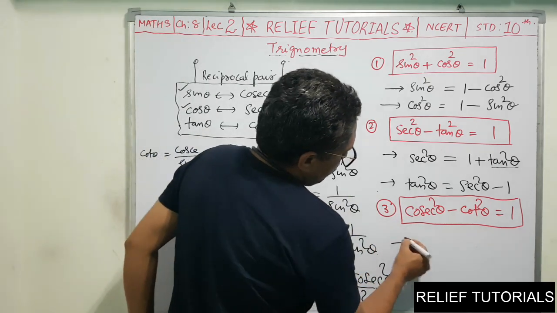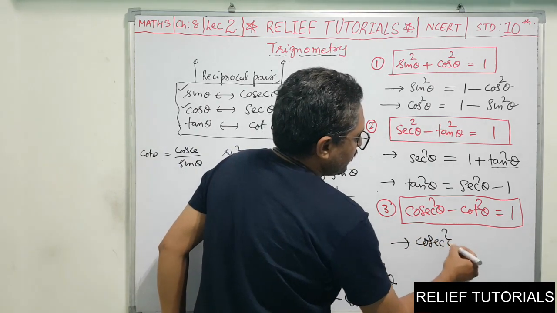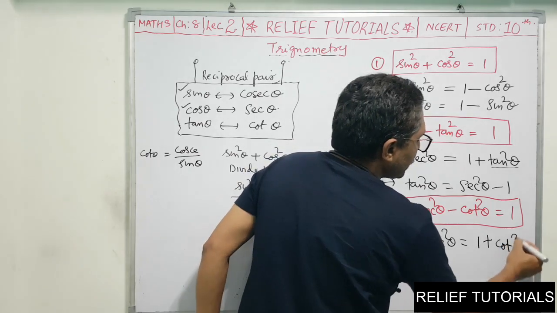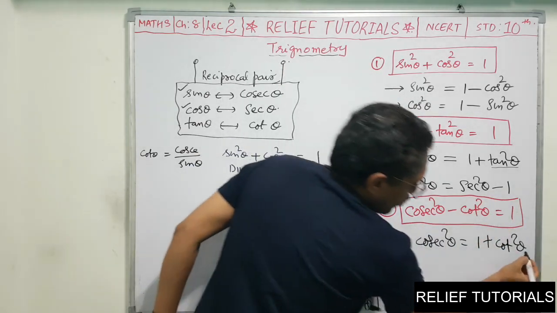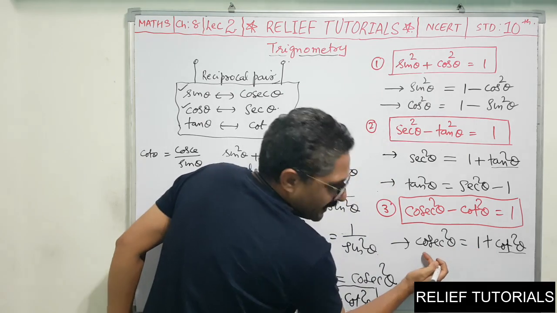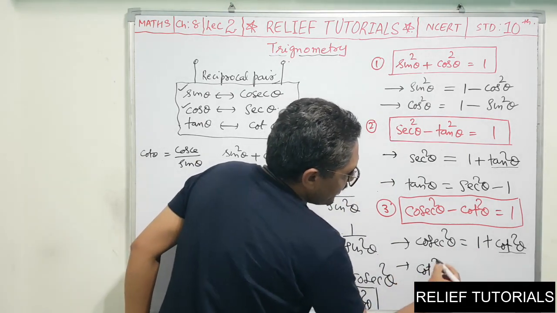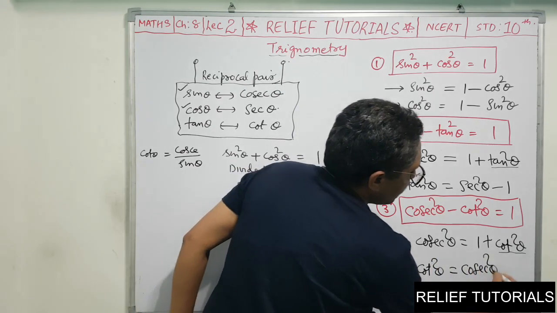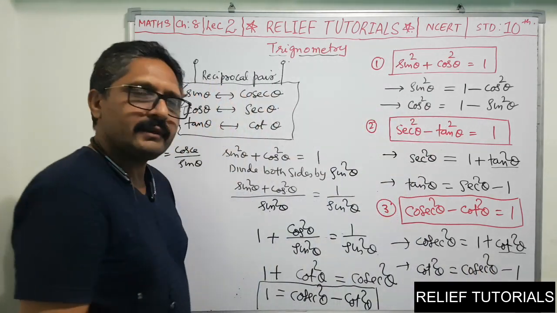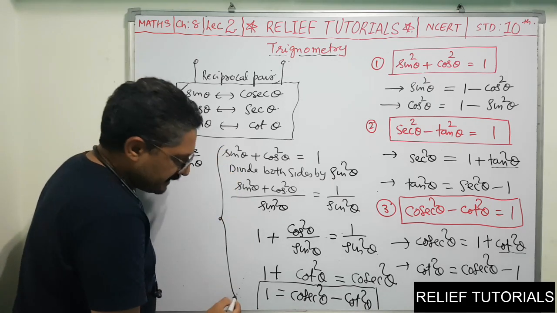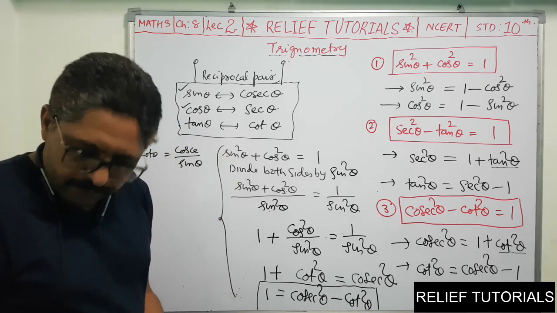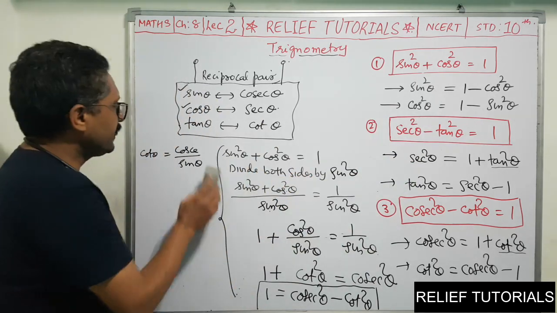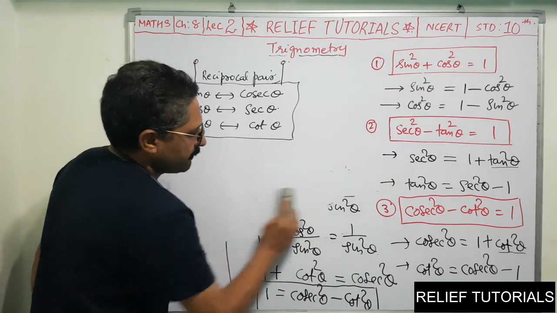Now from here, cosec square theta is equal to 1 plus cot square theta on the other side. Now if you want cot square theta, 1 will move here, so you can write cot square theta is equal to cosec square theta minus 1. No need of remembering this derivation, but just for your information, see how we obtain these identities I have derived here. Okay, no need of this at all.